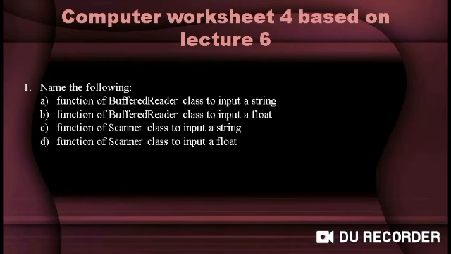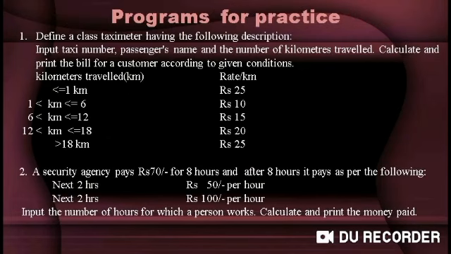And you have to do a few programs also. So define a class taximeter having the following description. Input taxi number, passenger's name and the number of kilometers traveled. Calculate and print the bill for a customer according to the given conditions. So the conditions are given over here. I had given you the example earlier how it works for the taxis. So whatever condition is mentioned over here, you have to follow that and do it accordingly. Whether it is increasing or whether it is decreasing, you have to follow this only.